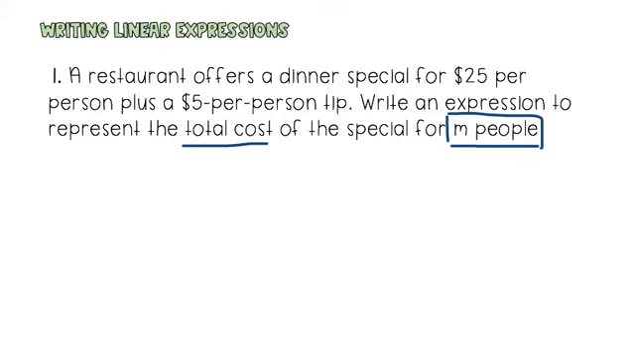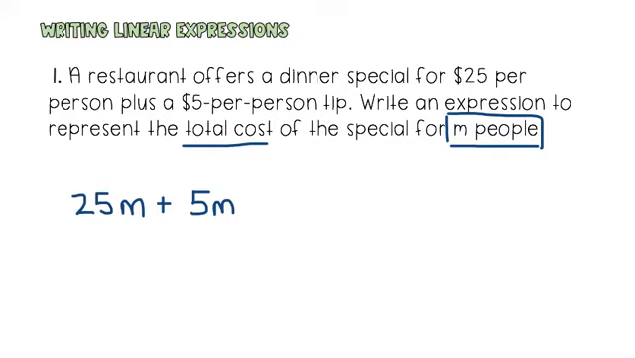So if the dinner special is for $25 per person plus a $5 per person tip, I know that I can write my expression using 25 times the number of people. So in this case, we're going to use the variable M, plus, we're adding to find the total, a $5 per person tip. So 5 times the number of people, my variable M.